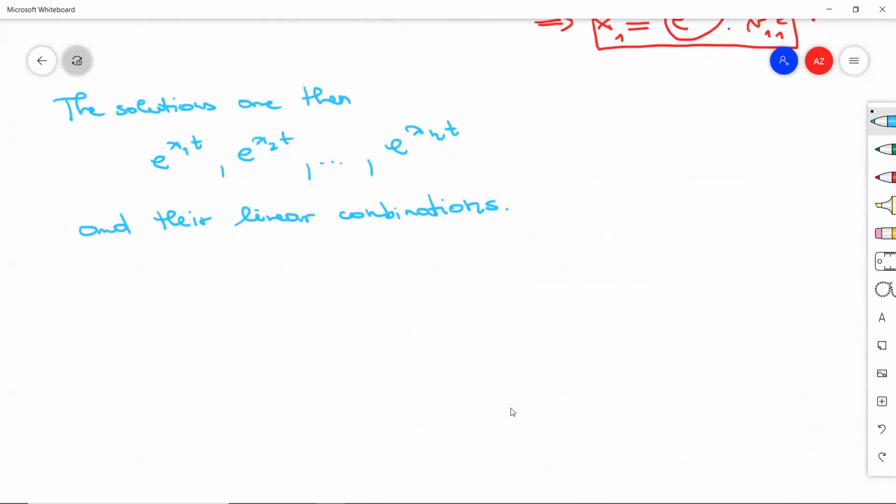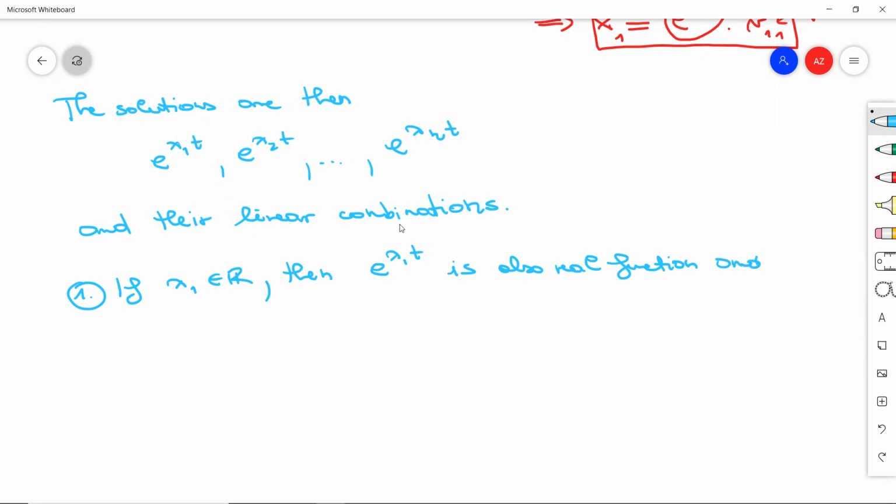This is almost true. Yeah, the solutions are those and their linear combinations. If lambda 1 is real, then e to lambda 1 t is also a real function, and we are done.